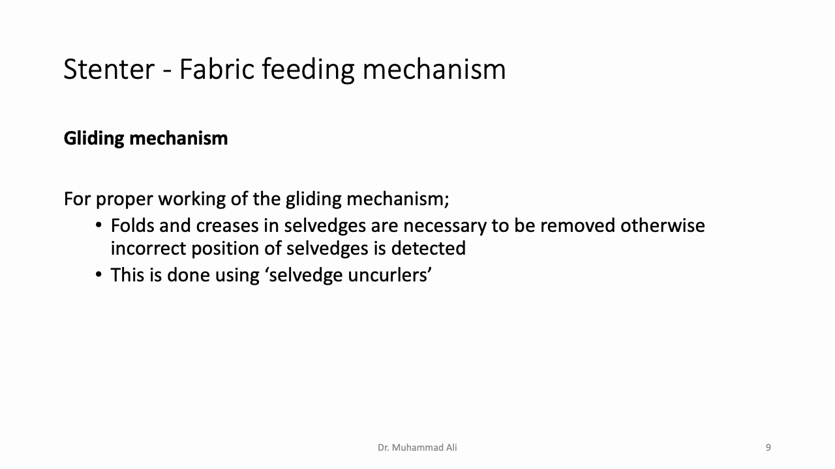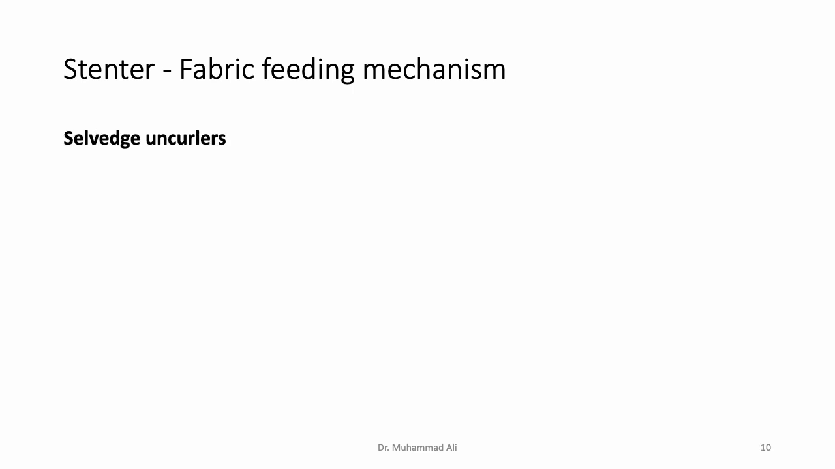To achieve complete and perfect uncurling of the fabric salvages, there are devices that we call selvage uncurlers that are mounted right at the entry of the gliding mechanism. As the name implies, selvage uncurlers remove any curls or folds from the selvages, and they are of different types. The first type is the type known as the mechanical selvage uncurlers.